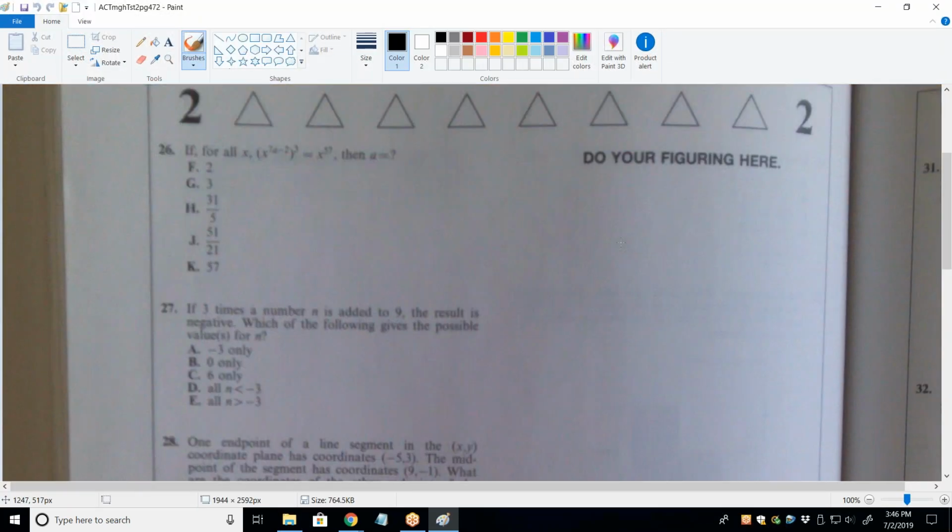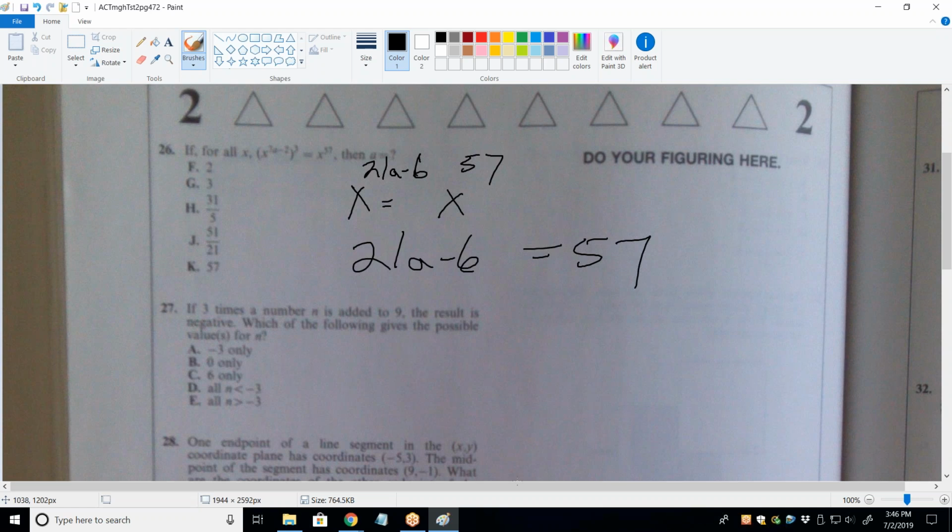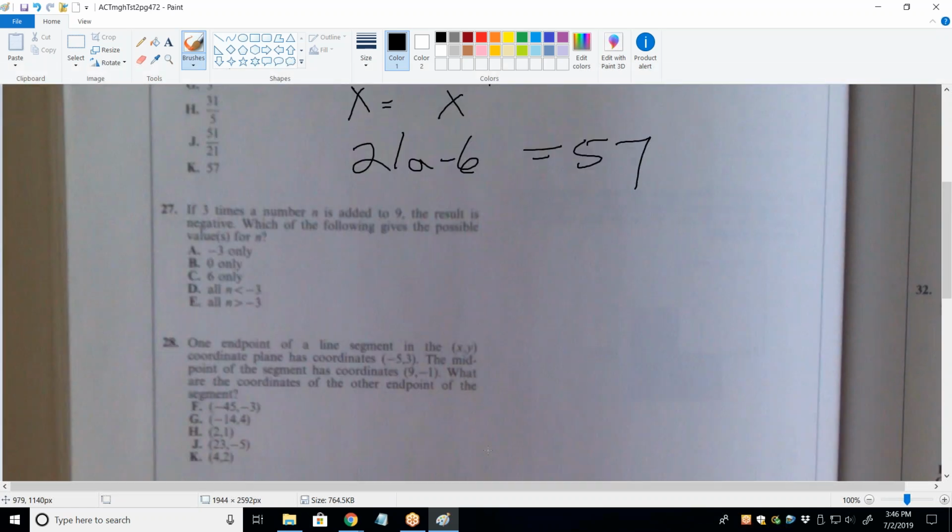Sorry for the blurriness. If you can't see this, that's x to the 7a minus, I can barely see it. I think it's x squared, to the 7a, and then quantity cubed is equal to x to the 57. Correct. So that's just going to be x to the 21a minus 6 is equal to x to the 57, so we can just set the exponents equal. So 21a is equal to 63, a is equal to 3. Again, very straightforward.